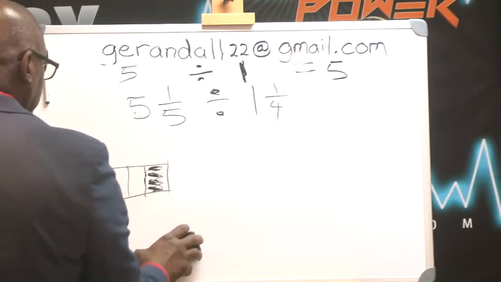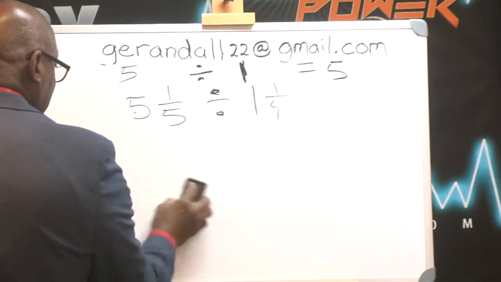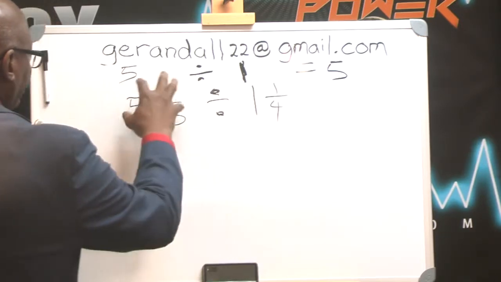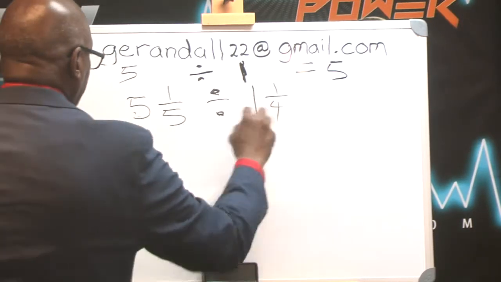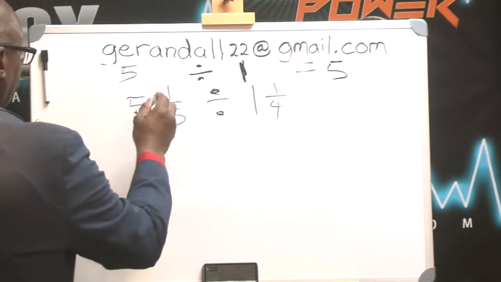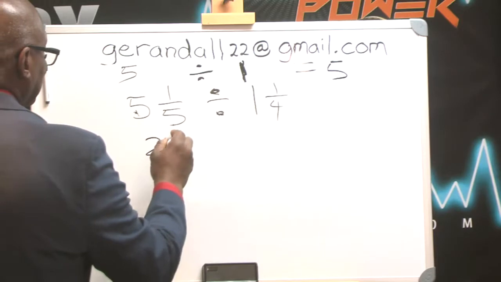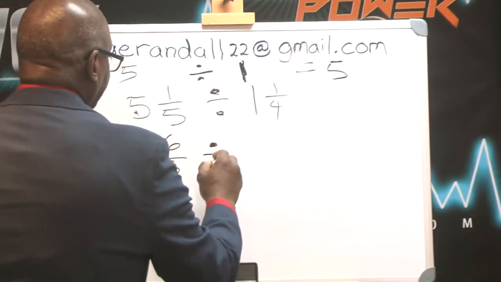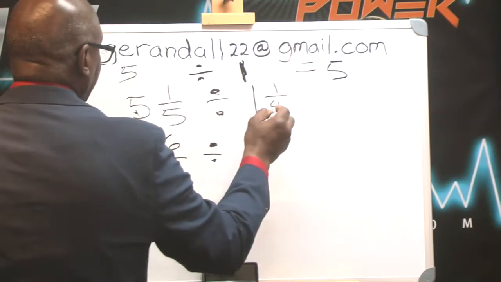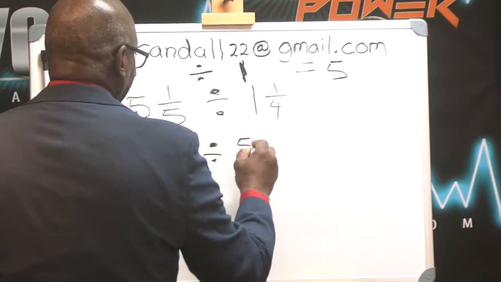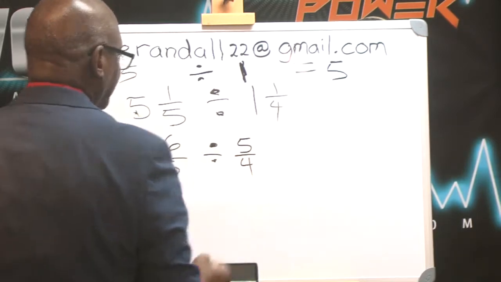Now, previously I showed you how to convert this mixed number to an improper fraction. 5 times 5 is 25, plus 1, 26 over 5, divided by 1 and 1/4: 4 times 1 is 4, plus 1 is 5 over 4.